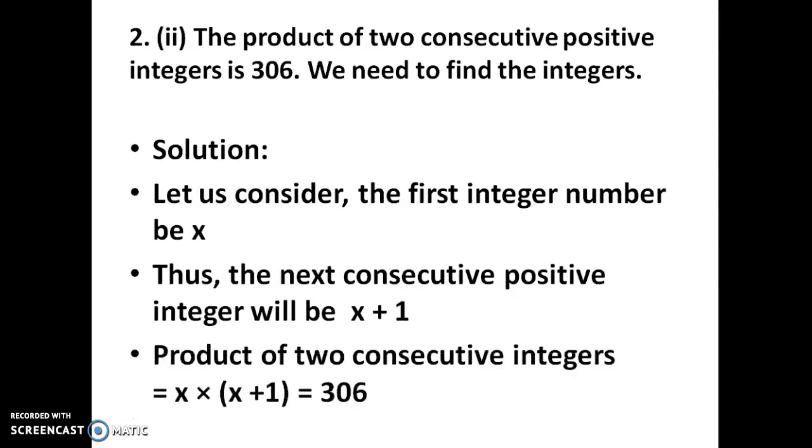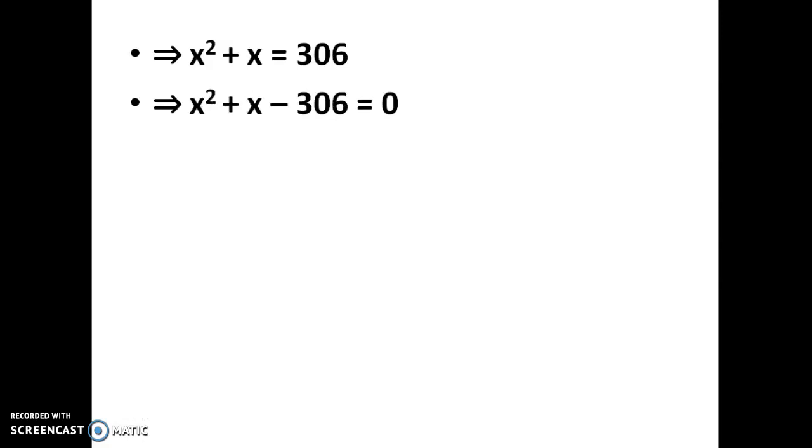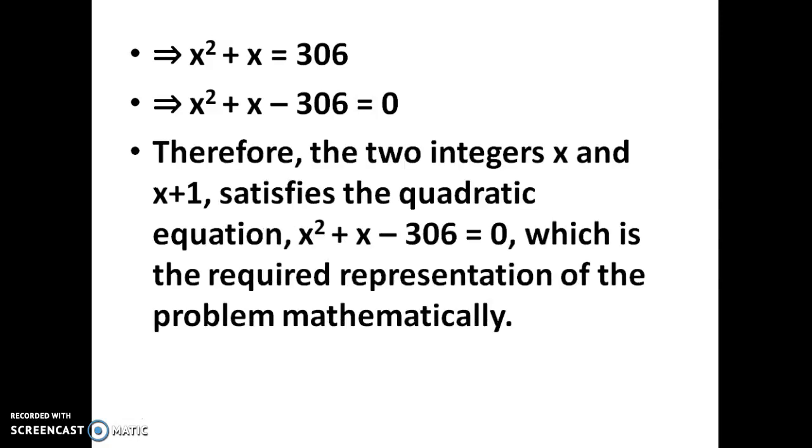So the product of these two numbers, how to write it? x into x plus 1 equal to 306. Remove the bracket by multiplying x inside. So we got x square plus x equal to 306. Now take the constant, 306, to the LHS, so it will go in minus and equate it to 0. So this is the required quadratic equation.